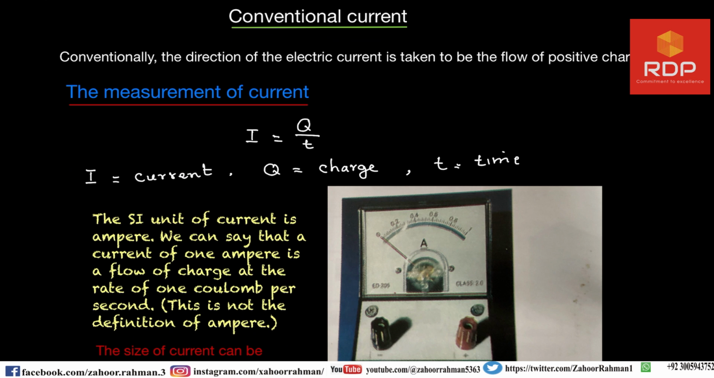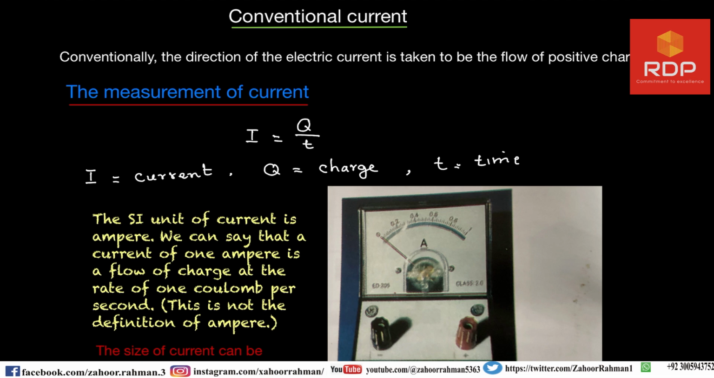We are saying that conventionally the direction of the electric current is to be the flow of positive charge, which is not the case. Only in older days we were using this concept, but we are not changing it because literature of conventional current is available in huge amount. Conventionally, the direction of the electric current is taken to be the flow of positive charge.